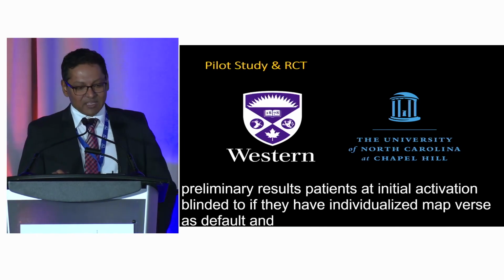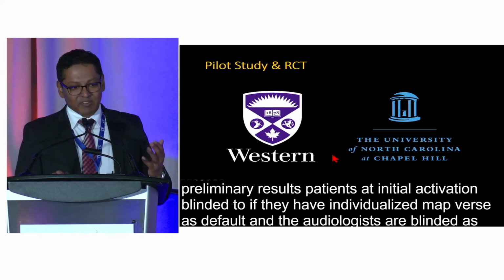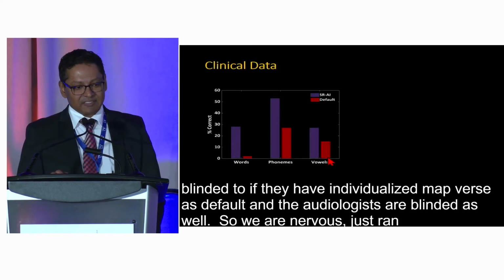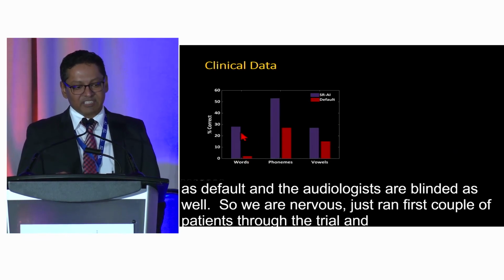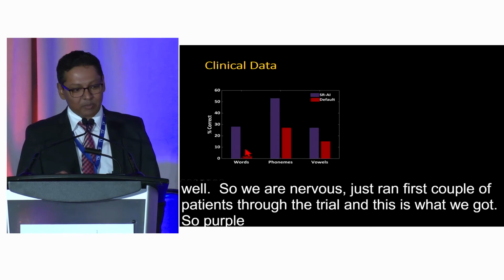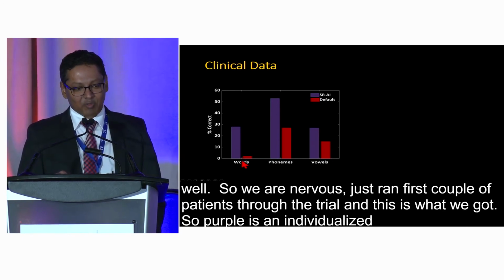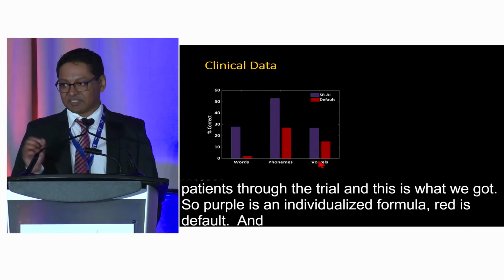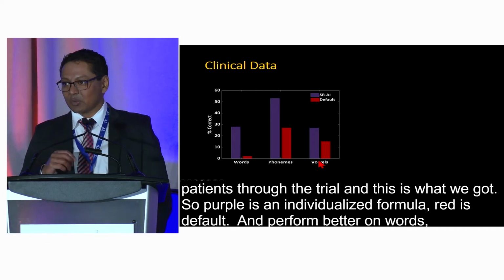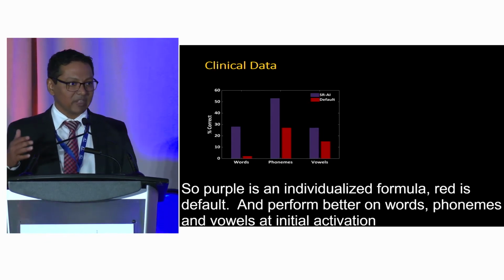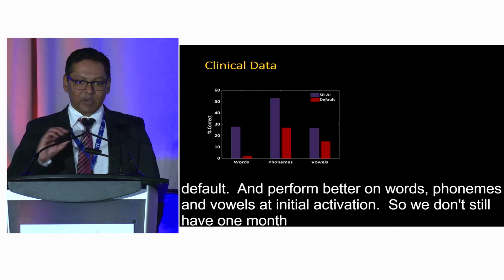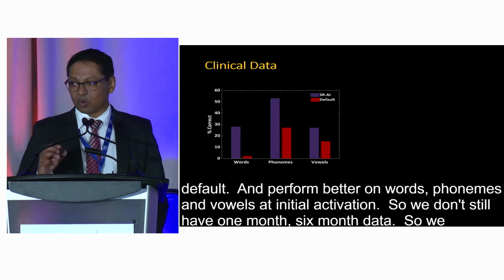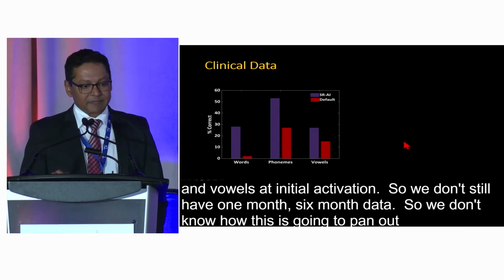And so we were nervous, so we just ran our first couple of patients through the trial, and this is what we got. Purple is an individualized formula, red is default, and they were performing better on words, phonemes, and vowels at initial activation. We don't have 1 month, 6 month data yet, so we don't know how this is going to pan out long term, and these are, again, coarse measures, but very exciting.